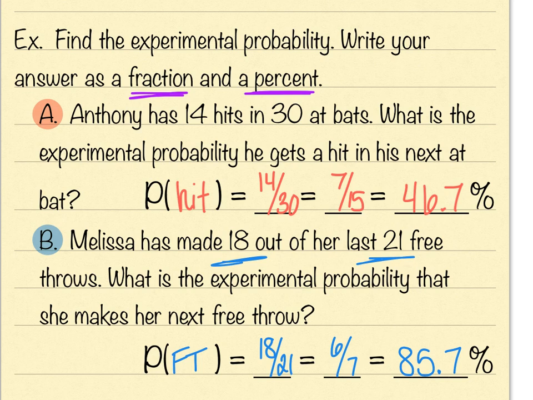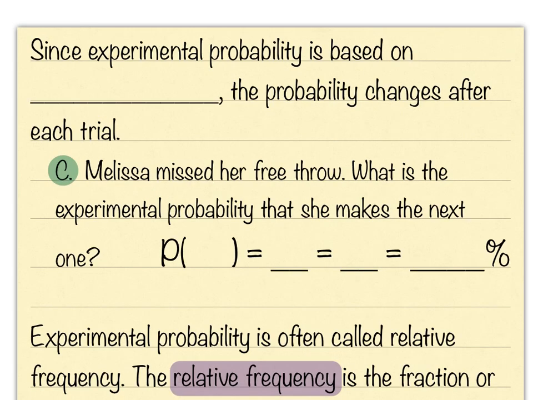So again, we're just using the information they give us. 18 out of 21 is our probability for Melissa, and 14 out of 30 was our probability for Anthony. We're just reducing that fraction and turning it into a percent here. So since experimental probability is based on observations, the probability changes after each trial, just like I mentioned. So it says Melissa missed her free throw. What is the experimental probability that she makes the next one?